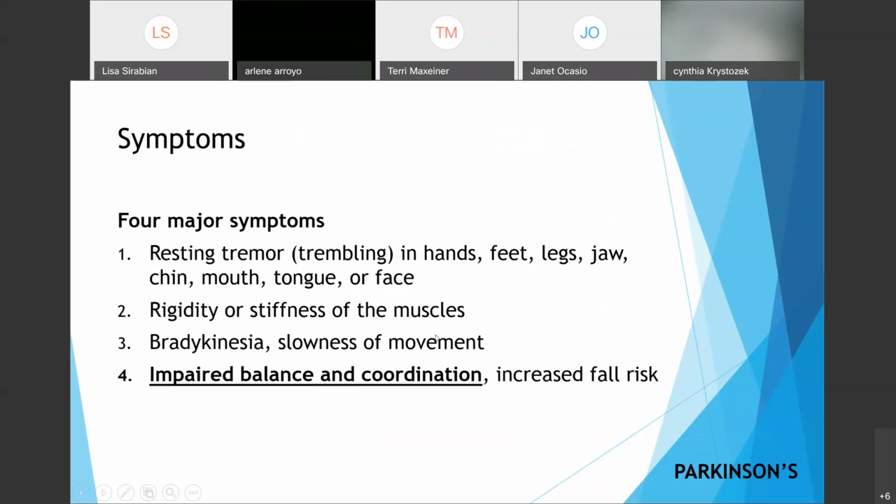So these are the four major motor symptoms for Parkinson's disease. The first one is the one that we think of most often. It's that resting tremor. It may be in the hands, feet, leg, jaw, chin, mouth, tongue, or face. They also have rigidity or stiffness of the muscles, bradykinesia, which means slowness of movement, and impaired balance and coordination. And really all of these work together to increase fall risk.